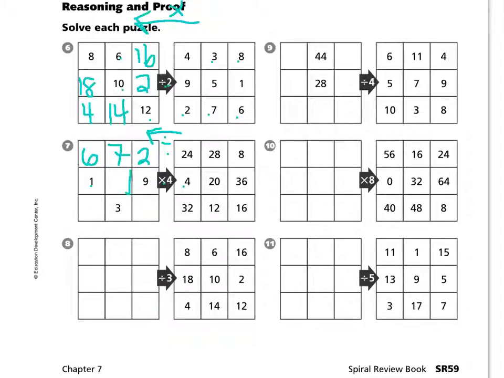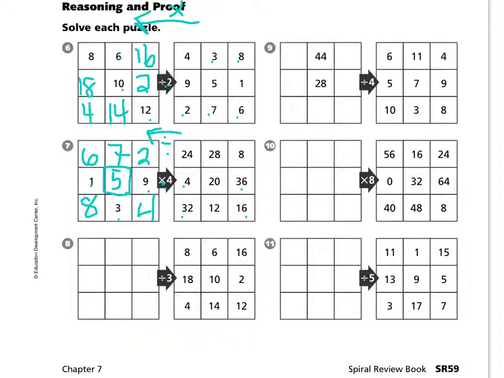I don't have this one, so I have to work backwards. 20 divided by 4, which would be 5. Now I have 9 times 4 is 36. Remember, you can work either forwards by multiplying or backwards by dividing for number 7. Do the same thing. 32 divided by 4 is 8. 12 divided by 4 is 3. 16 divided by 4 is 4.